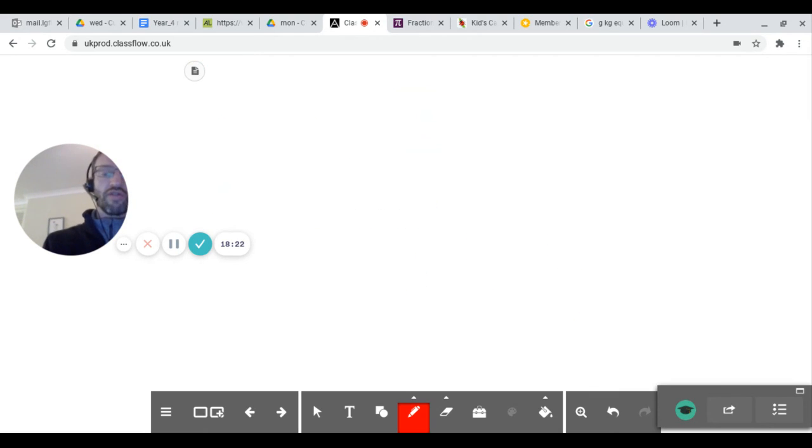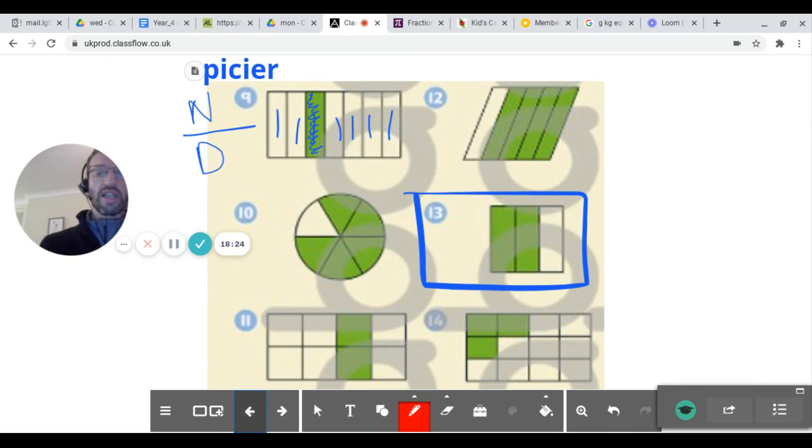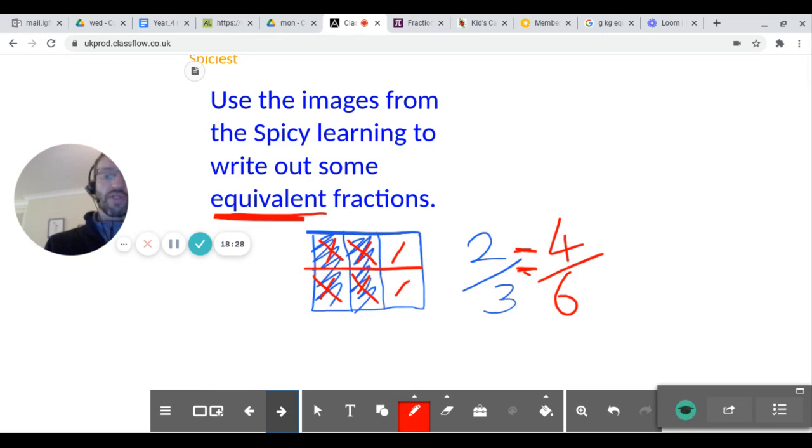You can take more images from here, more answers from this work, and tell me some equivalent fractions.